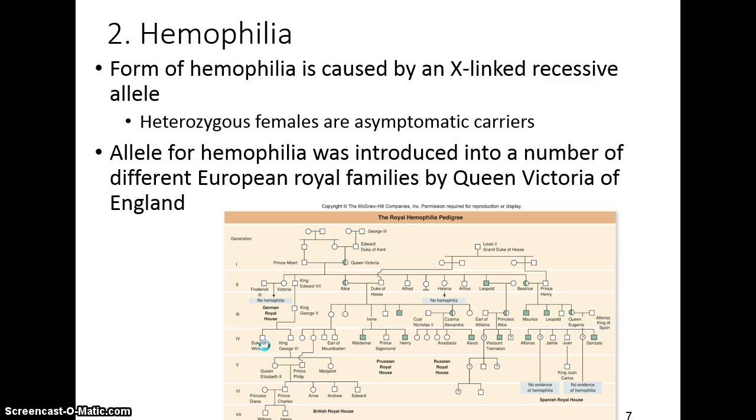Hemophilia, you can look at pedigrees and see how this is inherited. It was very common in the royal family because of Queen Victoria, who was a carrier, didn't have hemophilia, but carried the gene on her X chromosome and passed it to many others in her progeny.